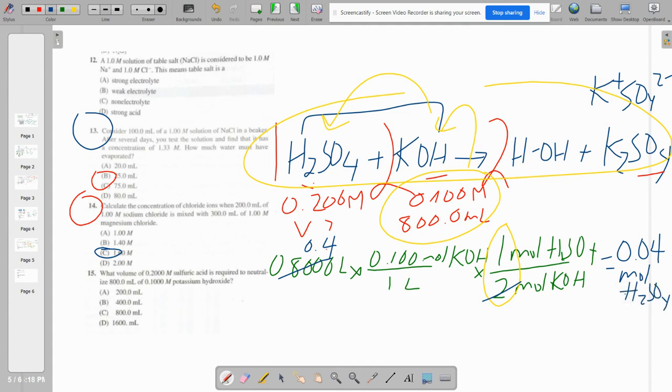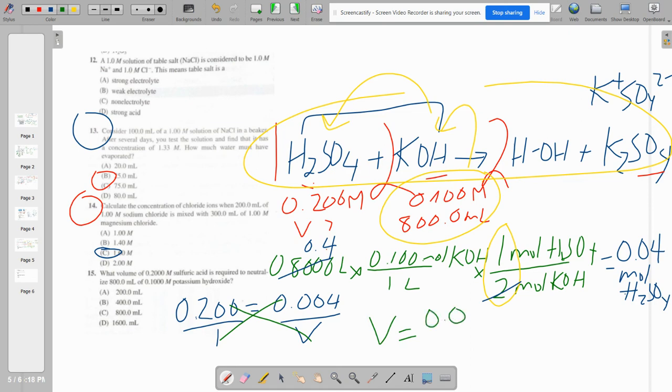Now that I got the moles of what I'm interested in, now I can go ahead and solve for that volume. Again, we did one very similar. Let's see if you guys can get this right. The molarity was 0.2 molar, right? And we got the moles, and we're looking for that volume. So I'm going to go ahead and cross multiply. To solve for that volume, I'm basically going to take what's away from the variable, 0.04, and divide it by 0.2.